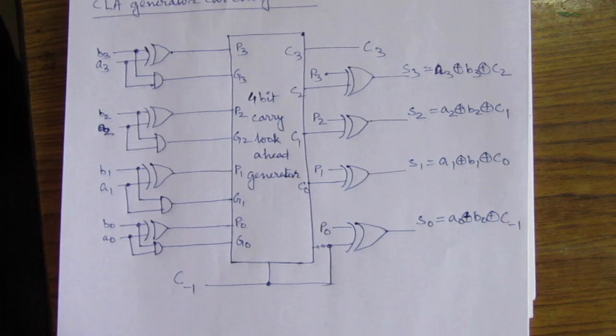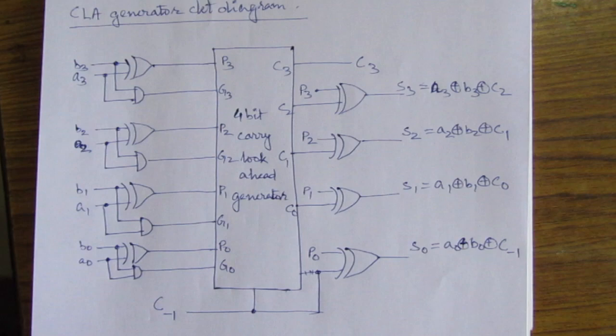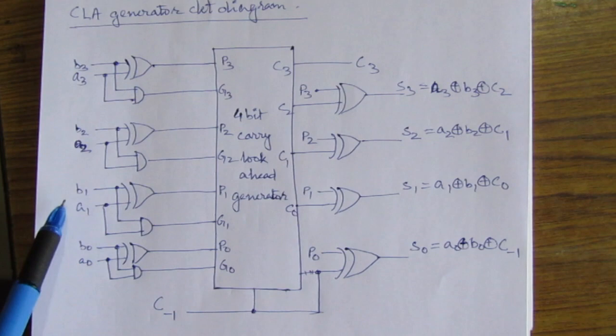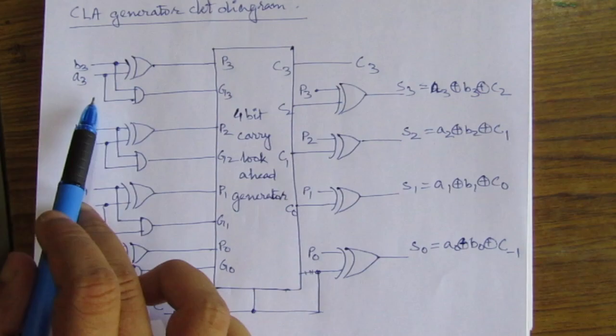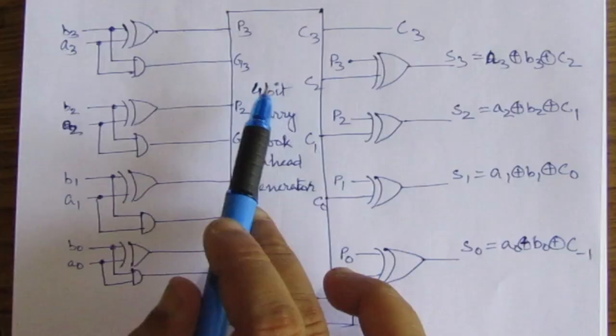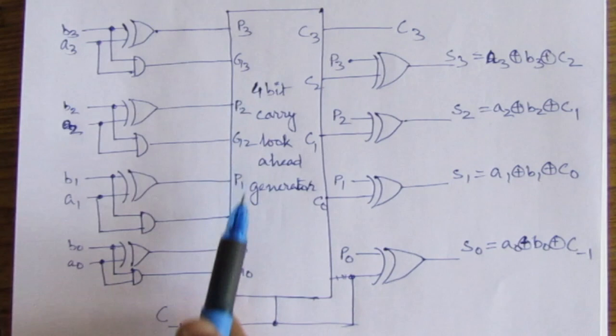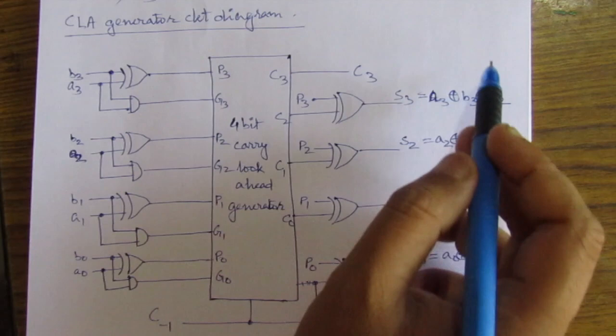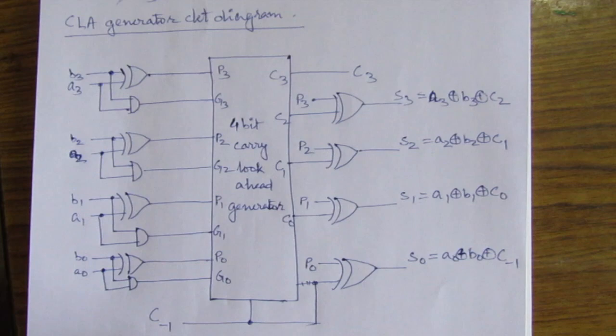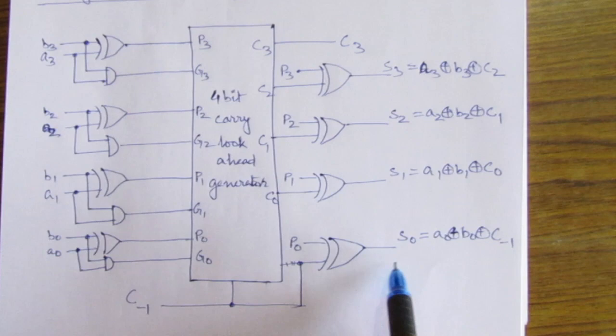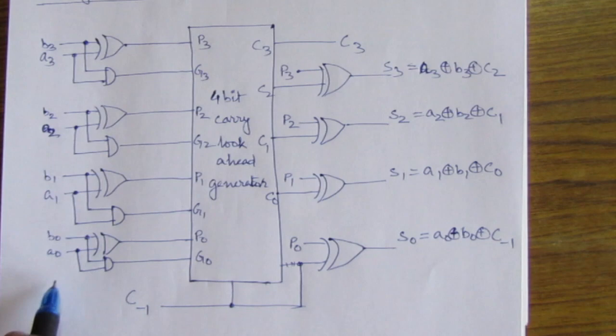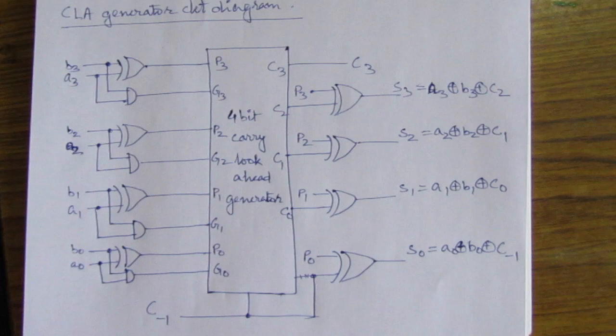From here we can see that we are just taking the input bits A0, B0, A1, B1, A2, B2, A3, B3, and from this we are generating some propagator term and generator term, and from here instantly we are getting the S3 term. Some outputs are only dependent on the input bits and the input carry at the first stage. So now these sum terms are dependent on the input digits and the first stage carry input. In this way we can increase the efficiency of the circuit. This circuit is superior in terms of speed and enhances the efficiency of the digital circuit.